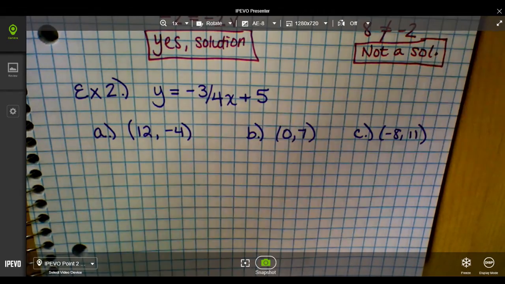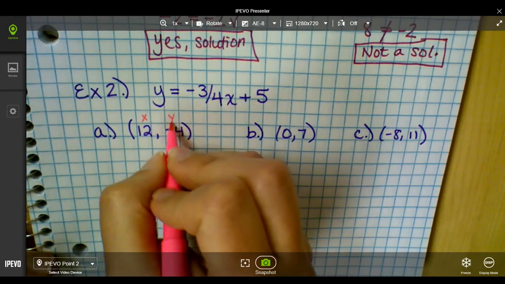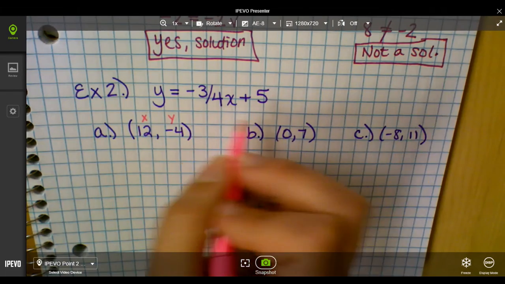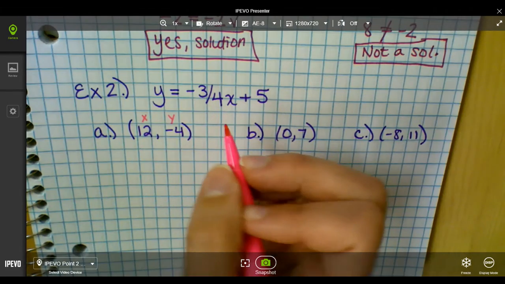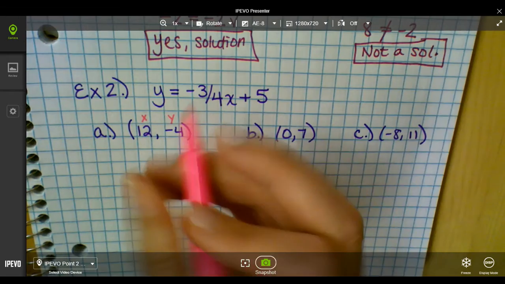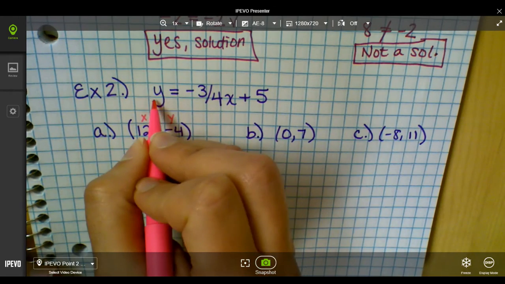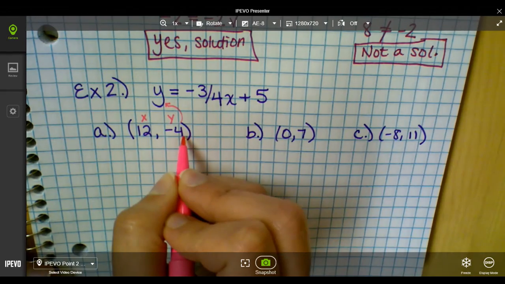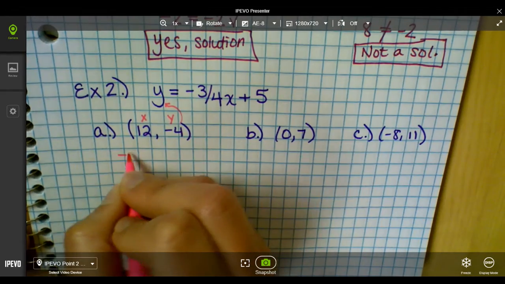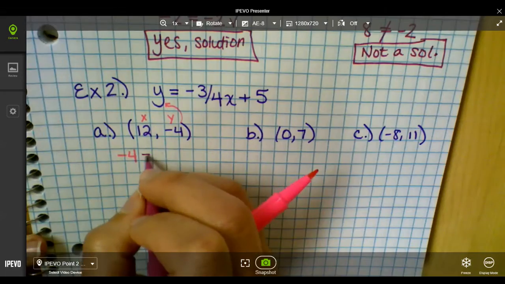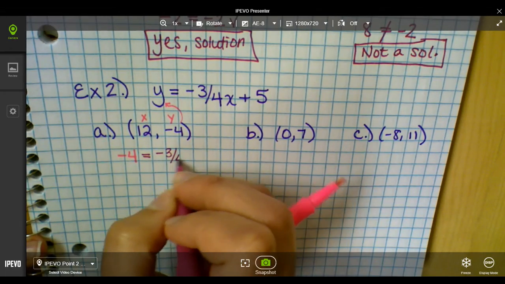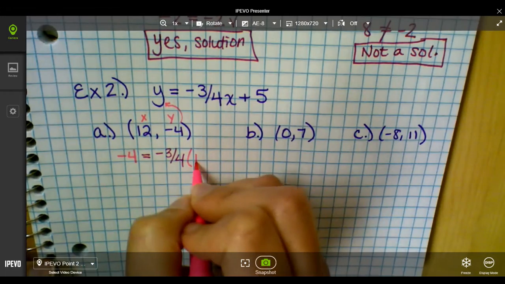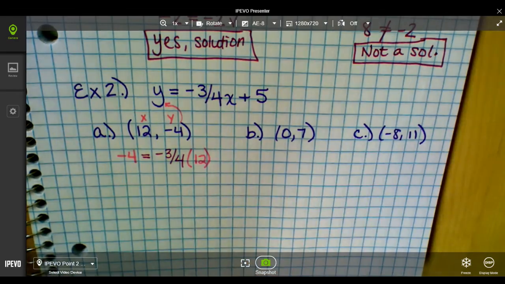So again, this is still my x, this is still my y. It's the same exact thing as we did last time, except now the x's and y's are in different places. So make sure when you're plugging in for y over here, you're plugging it in first. Make sure you're choosing that y value, so that -4 has to come first. So I have -4 equals -3/4, and I'm going to plug in the 12 now for x, and then plus 5.